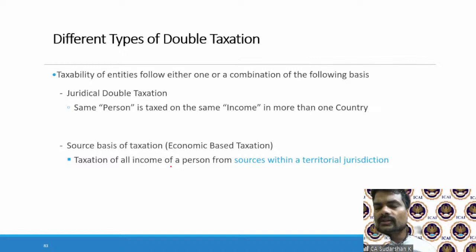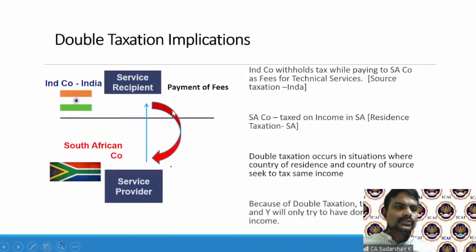Now, before I go further and dwell on how to solve this, there are basically two kinds of double taxation that you need to know. One is juridical double taxation. This example is a juridical double taxation. That is, the same income getting taxed in two different jurisdictions. One in India, where it gets taxed, and also in the home country, the resident country. So in the source country, it gets taxed, and in the residence country, it gets taxed. This is called juridical double taxation.